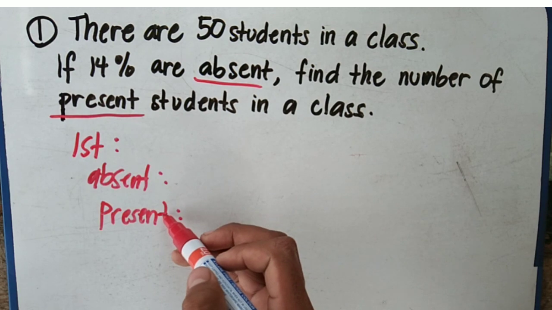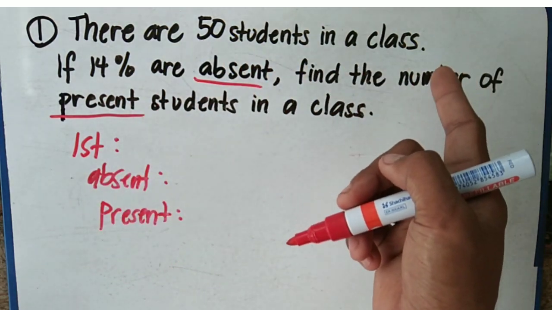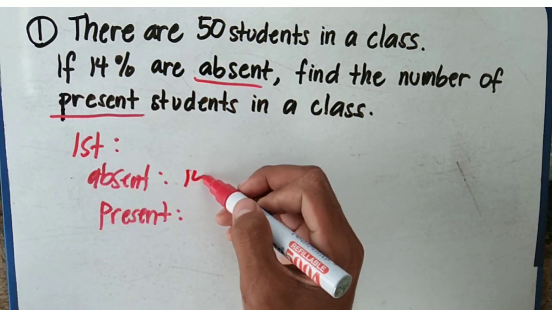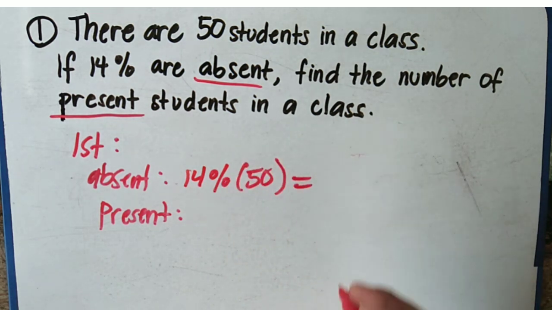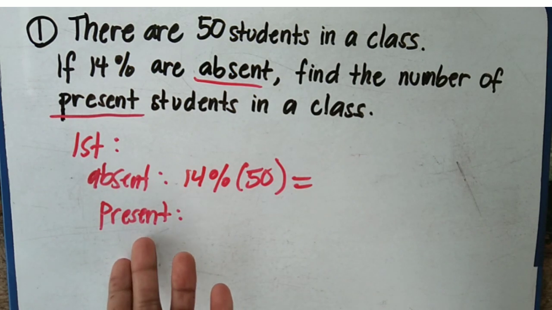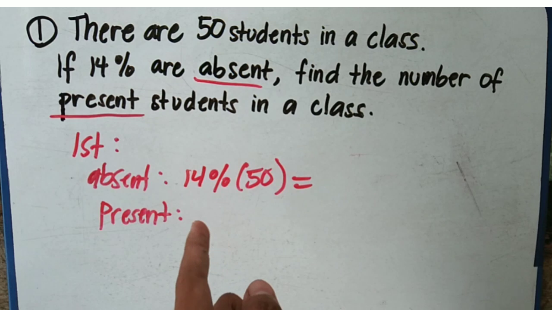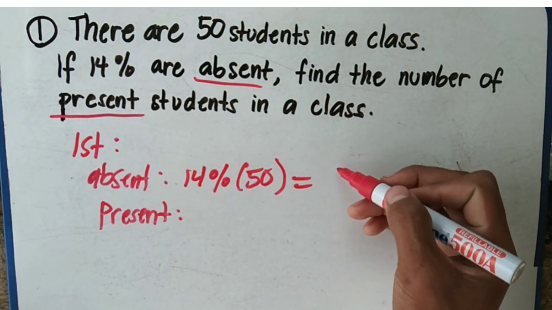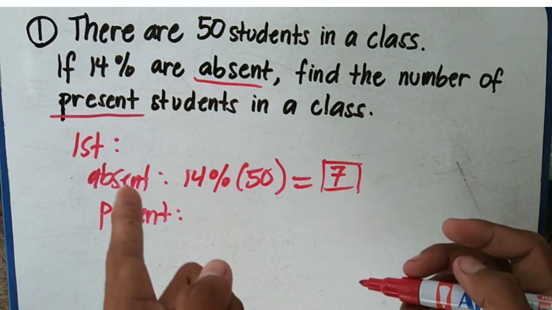And now, gagamitin natin yung sentence, yung given. There are 50 students in a class. 14% are absent. So, ito yung absent. 14% of 50. Tapos, ang hinahanap is yung present students. So, in the first way, ang gagawin natin is, i-multiply natin to. Magiging 0.14, i-convert muna. 0.14 times 50 is 7. So there are 7 students who are absent.